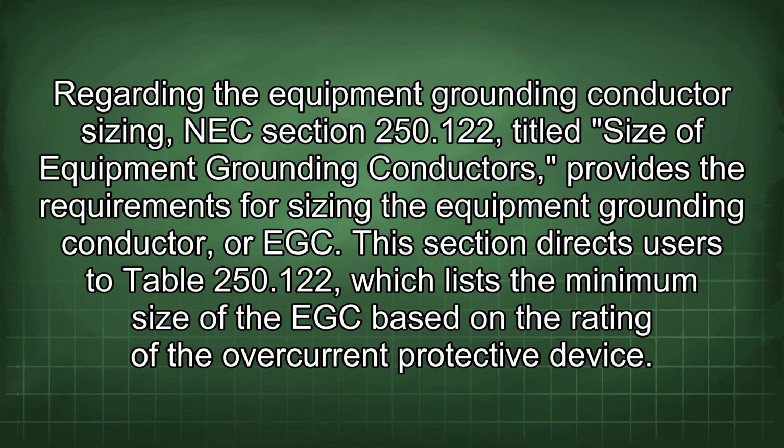Regarding the equipment grounding conductor sizing, NEC Section 250.122, titled Size of Equipment Grounding Conductors, provides the requirements for sizing the equipment grounding conductor, or EGC. This section directs users to Table 250.122, which lists the minimum size of the EGC based on the rating of the overcurrent protective device.